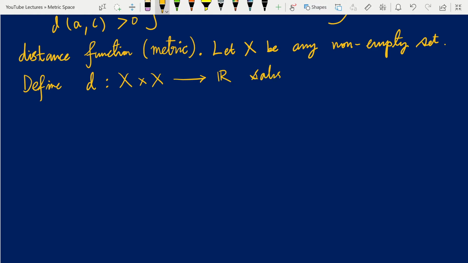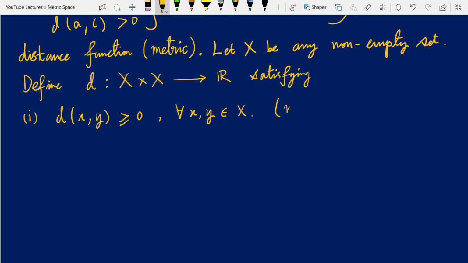So any function like this may not be a metric. So define this satisfying. It has to satisfy so many points. So the first point should be that the distance between the two members x and y of x should always be non-negative for all x, y in x. This should be the first thing. Okay, this is known as the non-negativity condition.